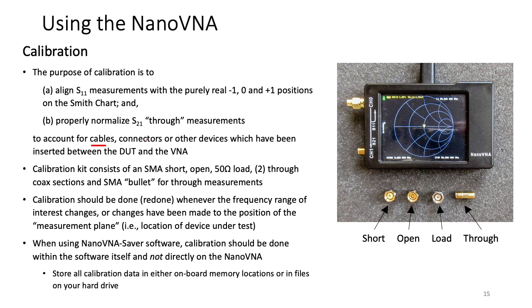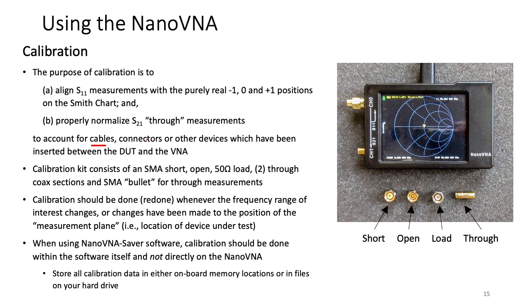Now, when should this calibration be done? Ideally, you want to perform a calibration whenever the frequency range of interest changes. Secondly, you want to make a calibration run whenever you've made significant changes to your measurement plane. So for example, if I want to measure at one point on a filter, let's say on the input of the filter, and I suddenly want to now look at what happens on the output of the filter, I may want to recalibrate at that spot if I want to measure that impedance at the output.